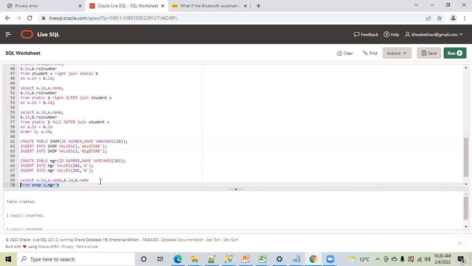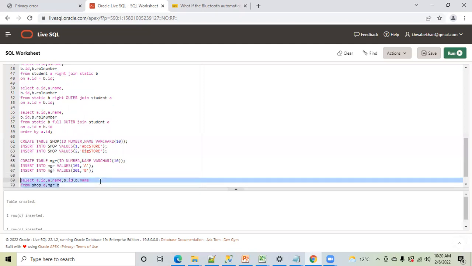Don't think about the output. Tell me whether an error message will be there or not. Yes or no? No. No error message. Why? I have not mentioned any joining condition. Yes, sir, you're not mentioning any joining condition.